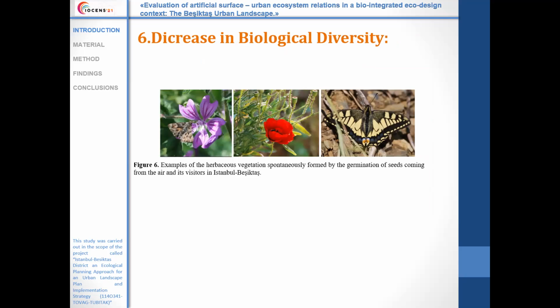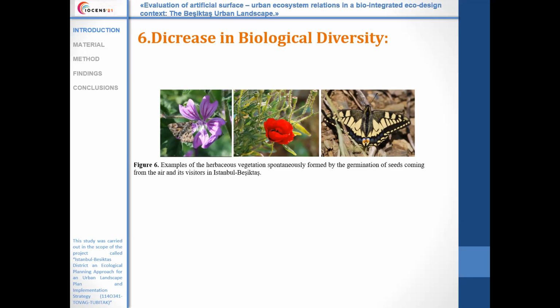The megacity Istanbul is losing its natural structure rapidly due to its dramatically increasing population density, unplanned constructions, and intense urbanization processes. On the other hand, it is representing a rich biodiversity thanks to its geographical structure.